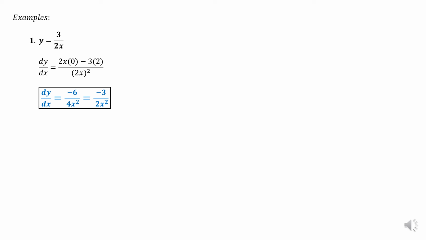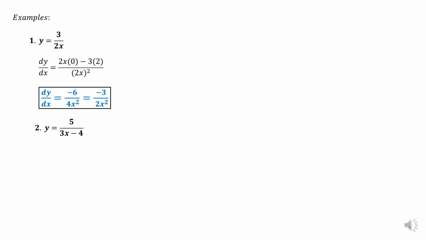y is equals to 3 all over 2x. And the derivatives of y with respect to x, just copy the denominator, multiply by the derivatives of the numerator, which is 3, and the derivatives of 3 is equal to 0. Minus copy the numerator 3, multiply by the derivatives of 2x, which is equals to 2 all over the square of the denominator. Therefore, the derivatives of y with respect to x is equal to negative 6 all over 4x squared. Or we can still simplify this one, which is equal to negative 3 all over 2x squared.